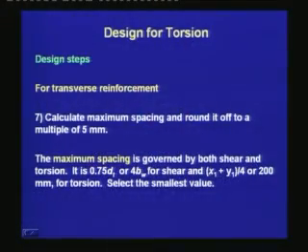The seventh step is to calculate the maximum spacing and round it off to a multiple of 5 millimeters. The maximum spacing is governed by both shear and torsion. It is 0.75 dt or 4 bw for shear and x1 plus y1 divided by 4 or 200 millimeters for torsion. Select the smallest value.